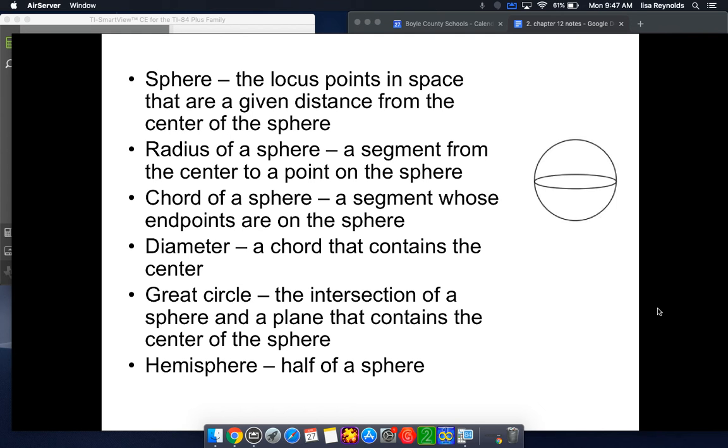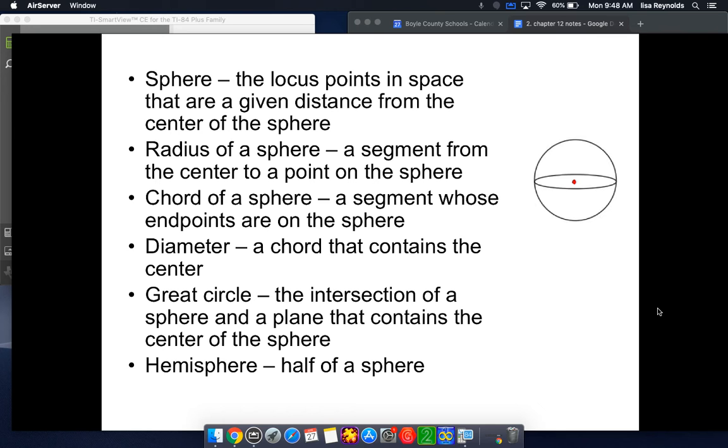So let's start with our vocabulary. A sphere is the locus of points in space that are a given distance from the center of a sphere. So a sphere has a center, just like a circle, and it's all of the points in every direction that are the same distance away from this center. A circle is just every point on a flat surface the same distance from our center, and a sphere is every point in every direction.